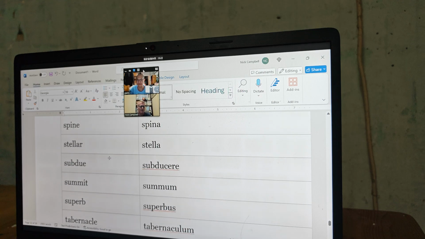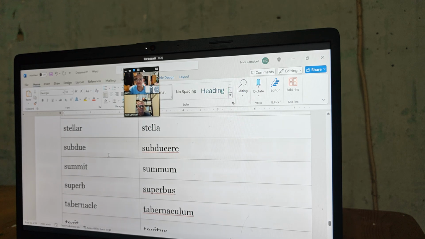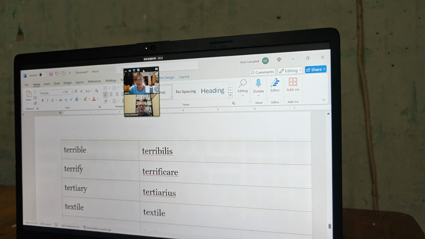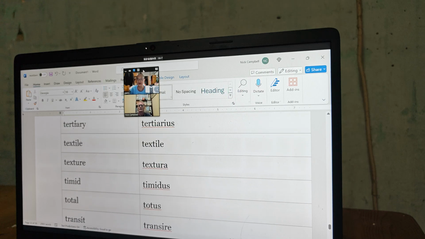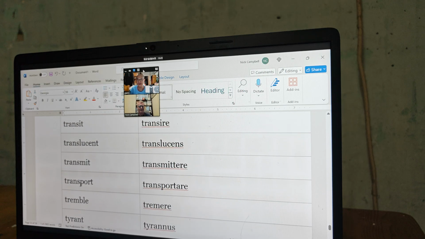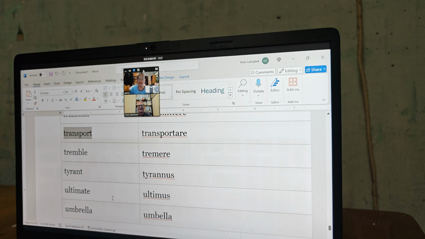I think you don't know some of the words, but anyway, like subdue. What other words do you know? Like tempo, maybe you know the timing. Terrible, terrifying. Tertiary education means the third one. University is tertiary education. Total. Transport, because the Romans created all these roads around the place. They were very advanced in creating long straight roads and stuff like that.